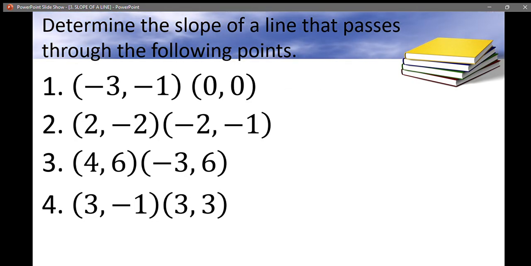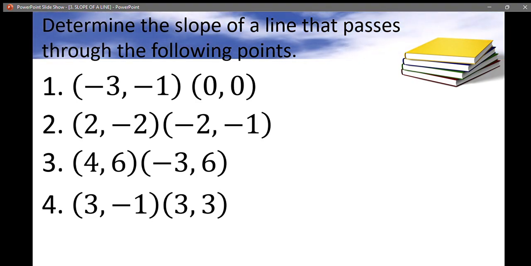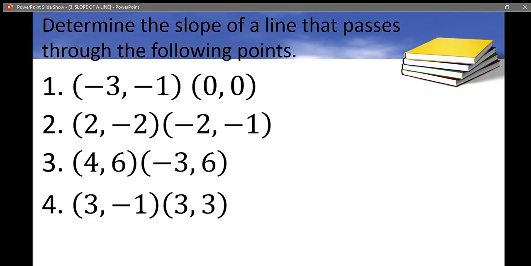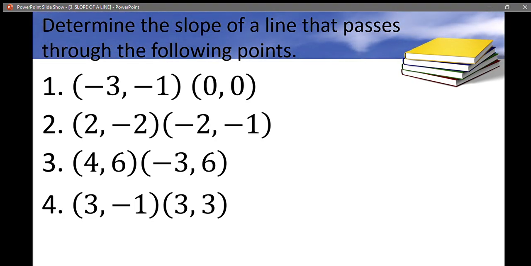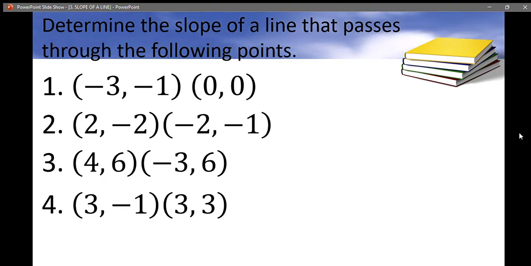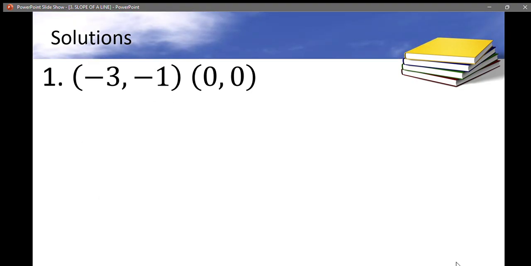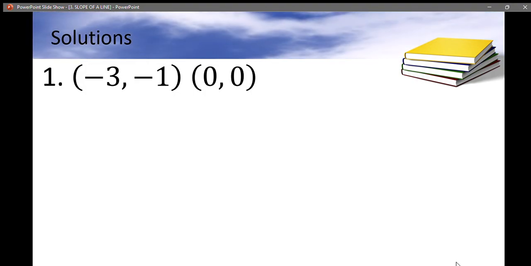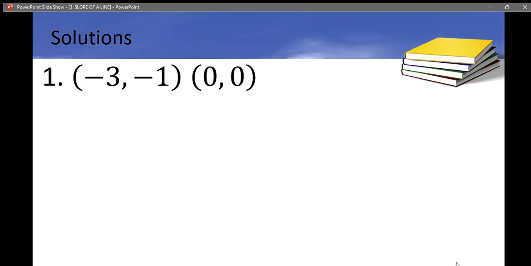Okay, so here is another example in slope of a line. Let us determine the slope of a line that passes through the following points. We have four. Let us proceed first with number one. In number one, we need to find the slope of a line.